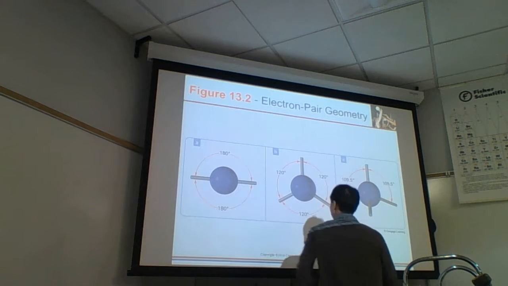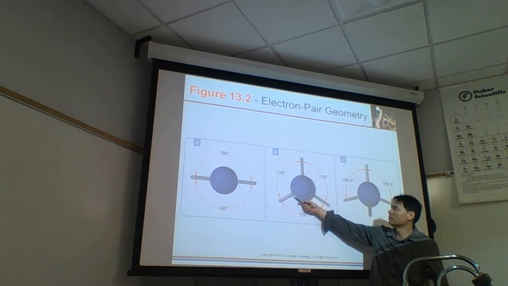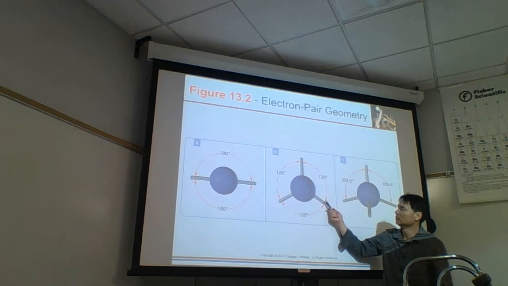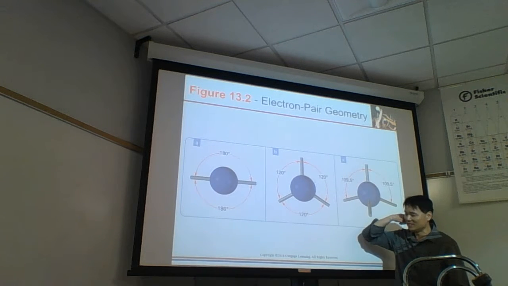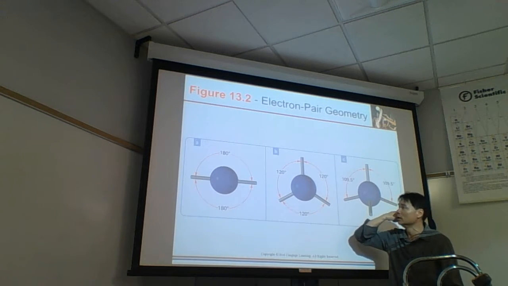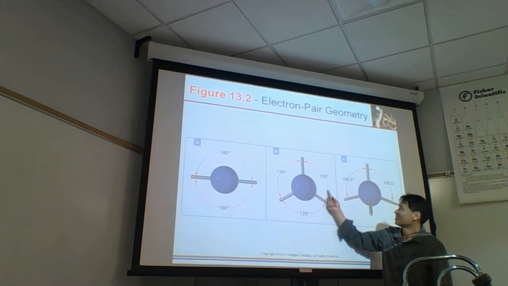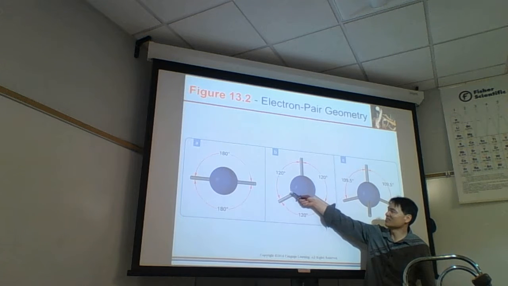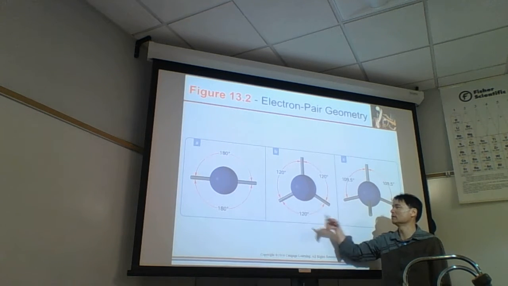If we have three groups of electrons, then the best way to arrange them is this. This is what we call trigonal planar arrangement, or trigonal planar EPG, EPG standing for electron pair geometry. This one will be called linear. This is trigonal planar. In trigonal planar, we can maximize the distance by arranging them 120 apart from each other within the plane, like this.